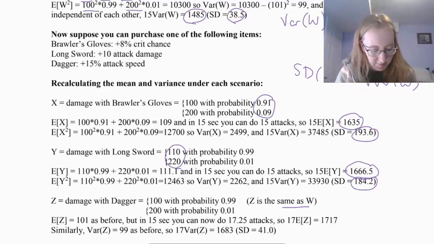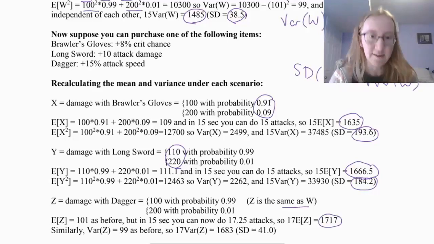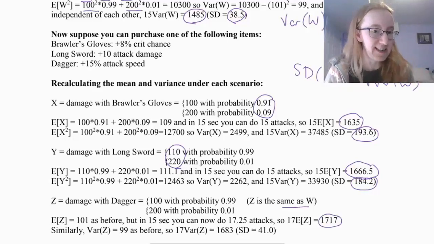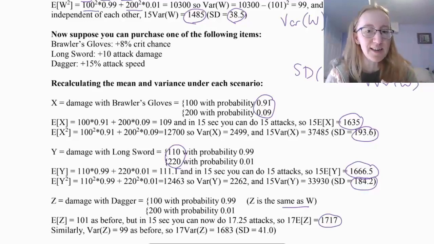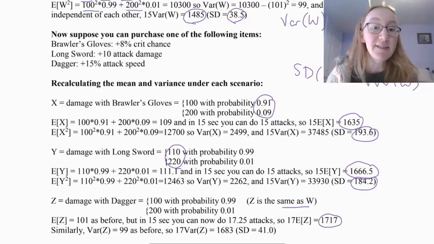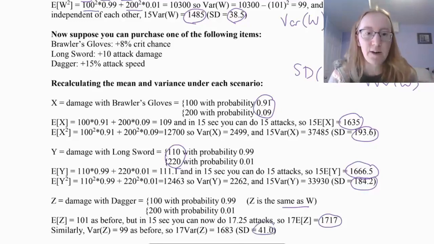And so the expected value is going to be 1717, that's 101 times 17 instead of 101 times 15. And the variance, similarly to before, is going to be the same variance added up 17 times instead of adding it up 15 times. And that's a standard deviation of only 41.0.